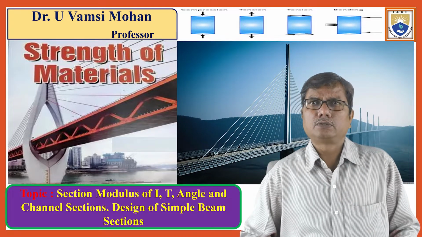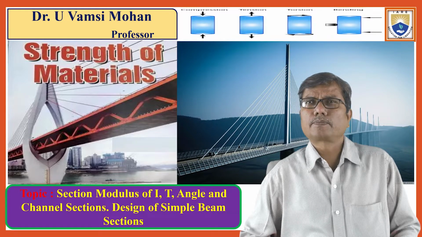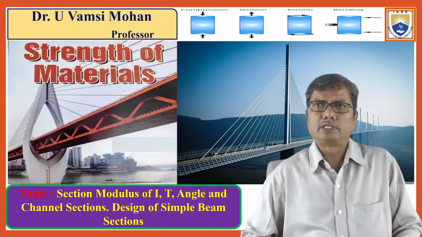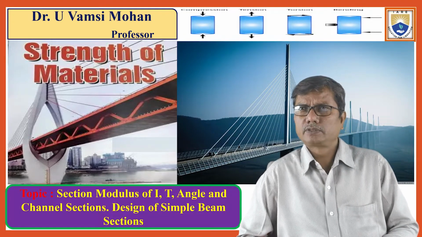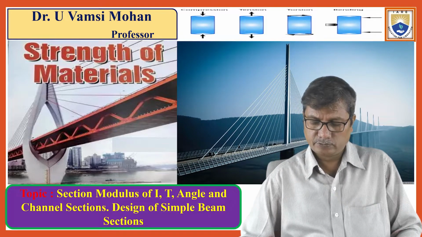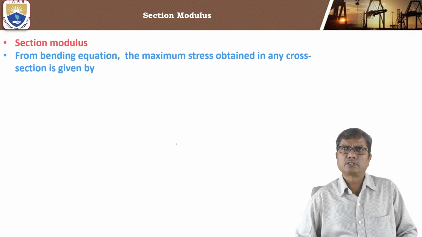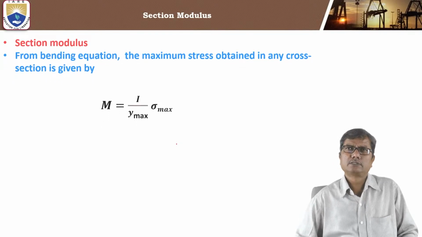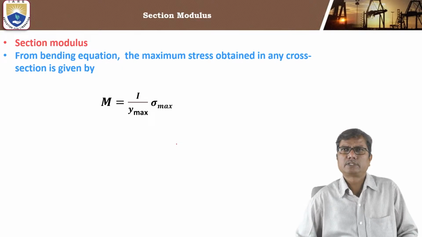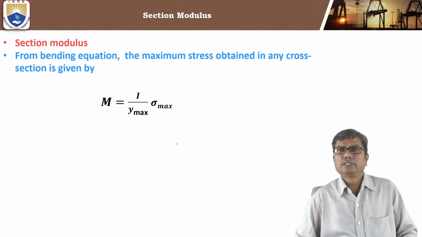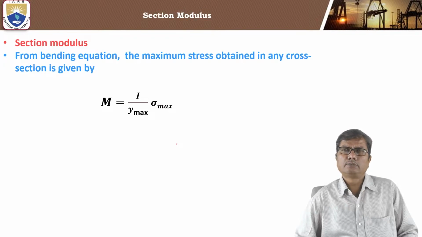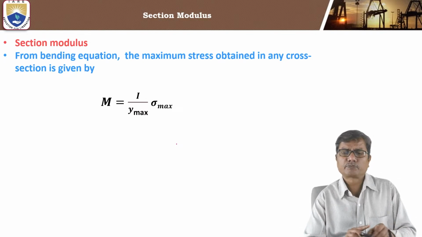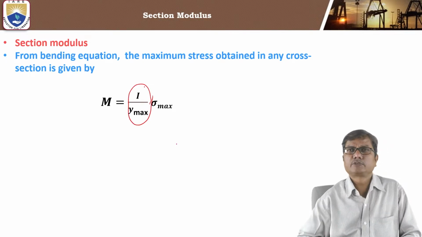Today I am going to discuss the section modulus for I sections, symmetrical and unsymmetrical, T sections and angle section. In the previous session, we discussed the definition of section modulus. Section modulus is a measure of the strength of the member. In other words, it is a measure of bending strength of the member, which is given as the ratio of moment of inertia to maximum distance of fiber from the neutral axis. That is I by y maximum. So I by y maximum is the section modulus.